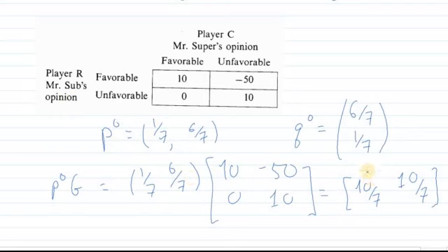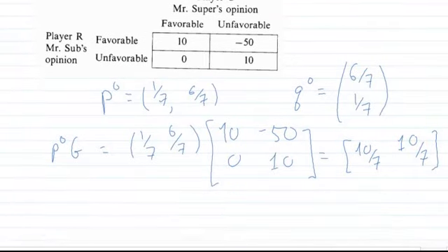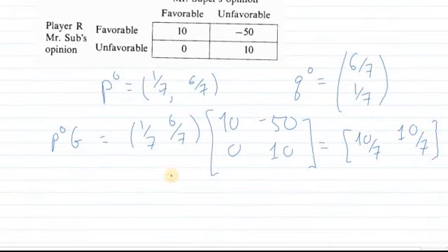Mr. Super uses either strategy. Now notice that here it doesn't matter what strategy Mr. Super uses. Whatever strategy Mr. Super uses, he's going to get 10/7. In fact, even if Mr. Super uses a mixed strategy, still Mr. Sub on the average is going to get 10/7. That's his guaranteed value. And let's do the same thing for Q0.